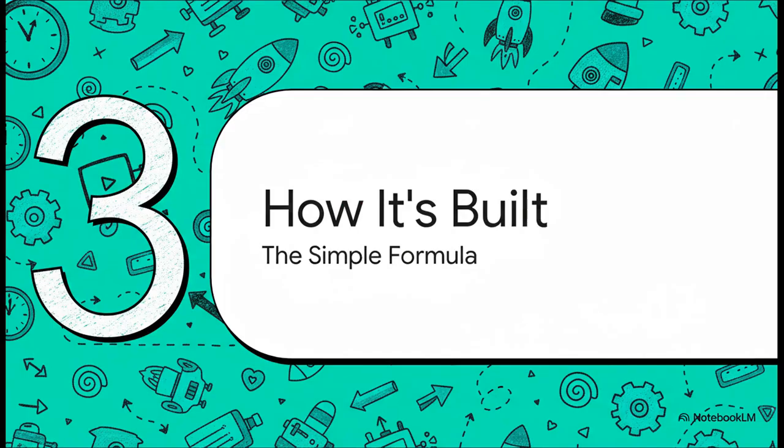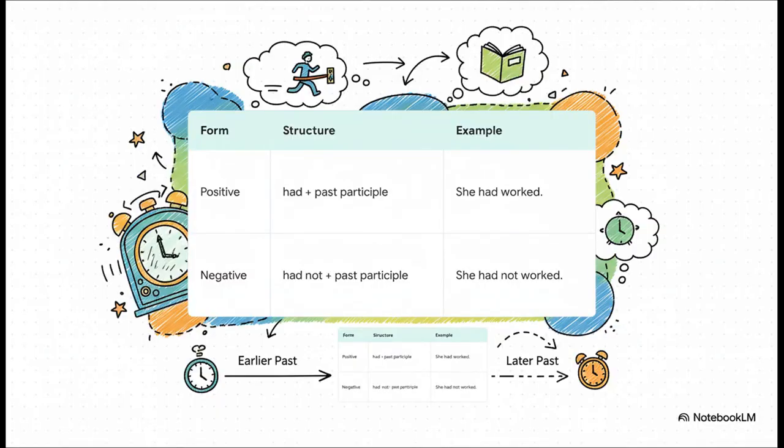So now you see just how useful this is. And you know what the best part is? Building it is incredibly easy. Seriously, let's take a quick look at the formula. Here's the whole recipe. It's just two parts. The little word had plus the past participle of your main verb, like worked, seen, or gone. So, she had worked. And to make it negative, you just pop the word not right in the middle. She had not worked. That's it.